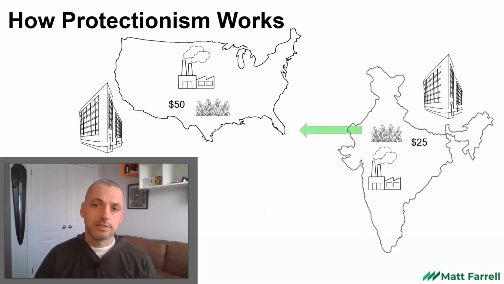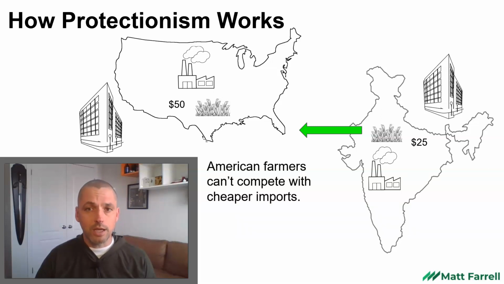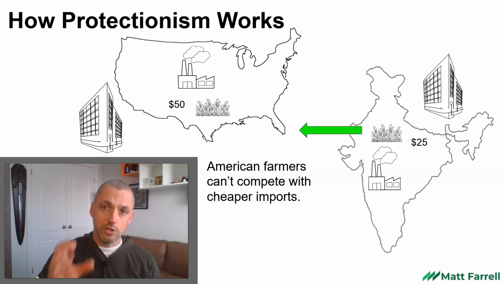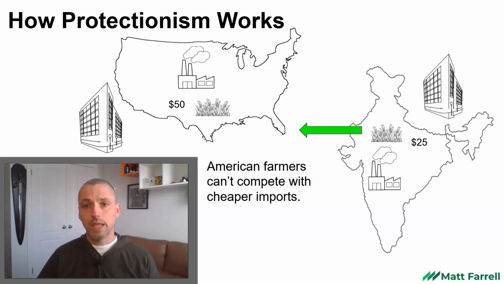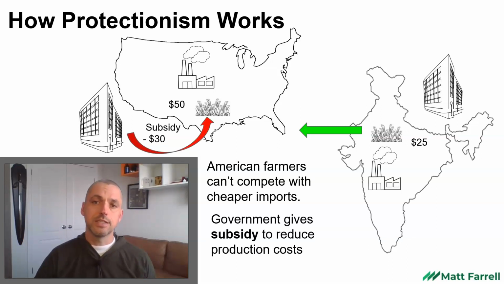In the United States, let's say food production is $50. India can produce it more cheaply. They can produce it for $25 a unit. Naturally, those imports would be more attractive to American consumers because they would be cheaper. The American farmers can't compete. They cannot produce units of food as cheaply as their counterparts overseas can. What happens here? Well, let's say the government decides it wants to protect American farmers.